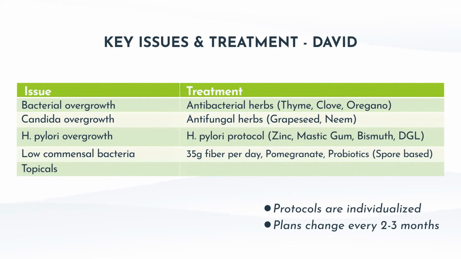For the low commensal bacteria, we really got to focus on fiber, right? So all of my adult patients, I try to target 35 grams of fiber at least per day, and we work up to that. Most patients are much lower than this, and you want to go nice and slow so they get used to it.